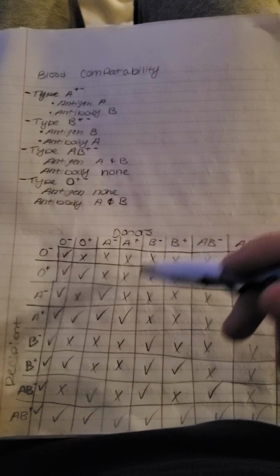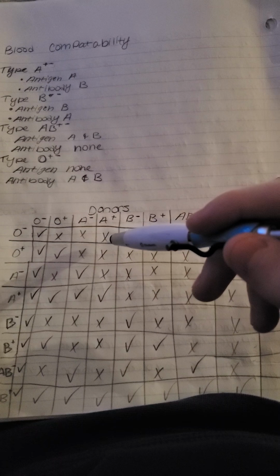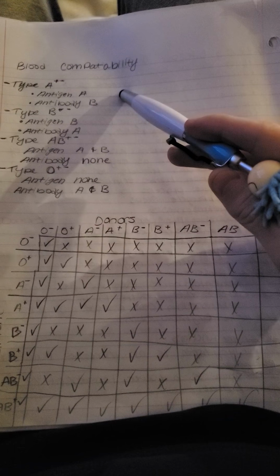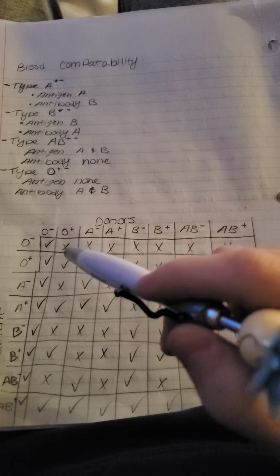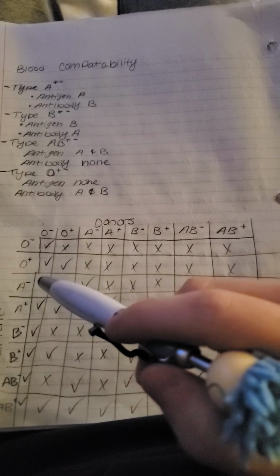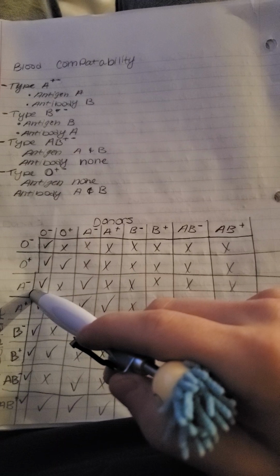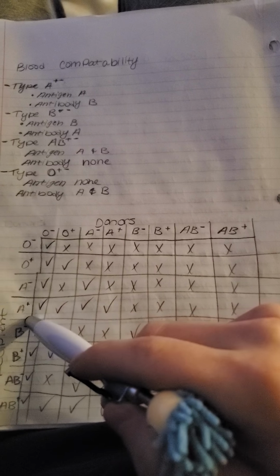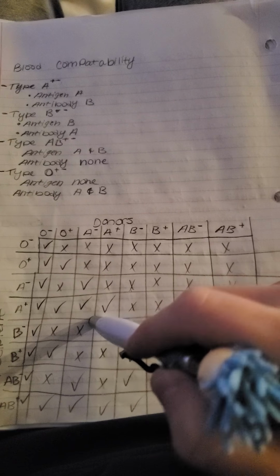And so just remember my earlier little tip for you that look at your antigens and your antibodies, but then also look at what kind of blood you're trying to start with. So if you're starting with your A negative, don't accept your A positive. But if you're starting with your A positive, then you may accept your A negative. So just understand and know that rule.